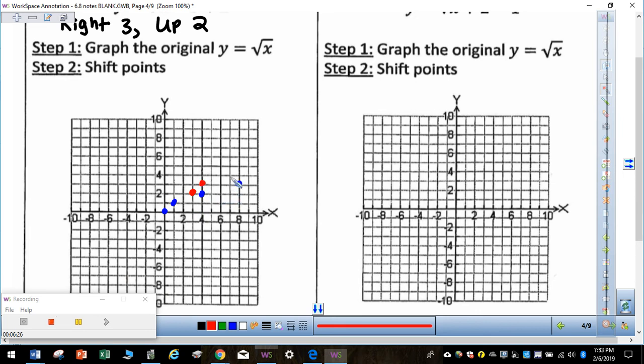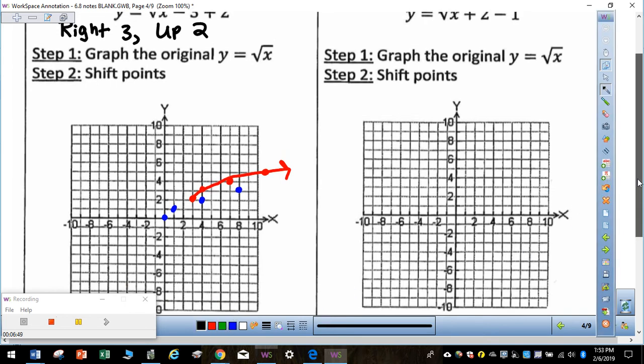If you have a different color, like I'm using, that could be handy as well to see the difference between the original and our final answer. You can also just only connect the points in the final answer. You can also go back and erase those original points. You certainly don't have to, but you can.